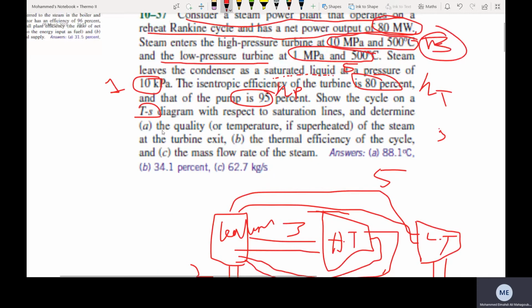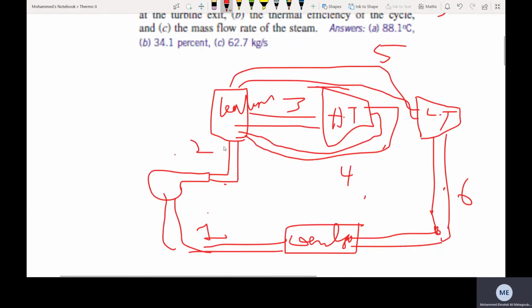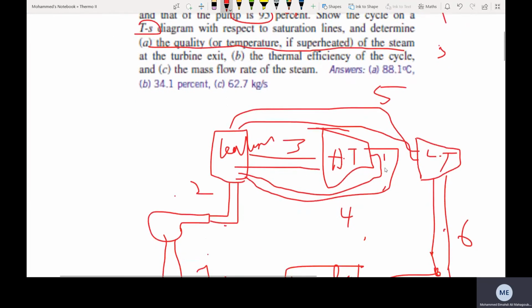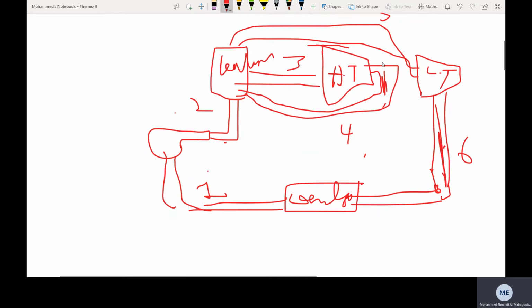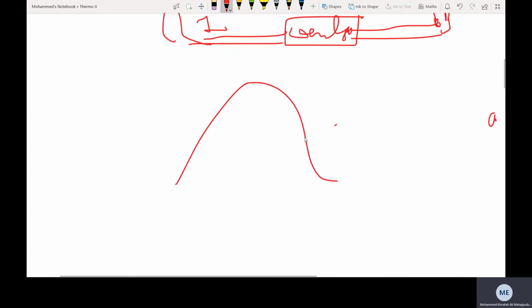And also what he wants, the first thing, the quality or the temperature, if superheated, of the steam at the turbine exit, okay. So here in the turbine exits, here we have a turbine exit, and here we have a turbine exit. So both of these can hit the dome, okay. So let's say we are starting from here, we are going from here then to there, as we have in the boiling process, okay. So this is point 3. Now, point 4 can go down and enter here, okay? It's not necessarily that you'll find that point 4 is here in the saturated region. Point 4 can go all the way down and enter here, okay? Enter the dome. It can enter the dome.